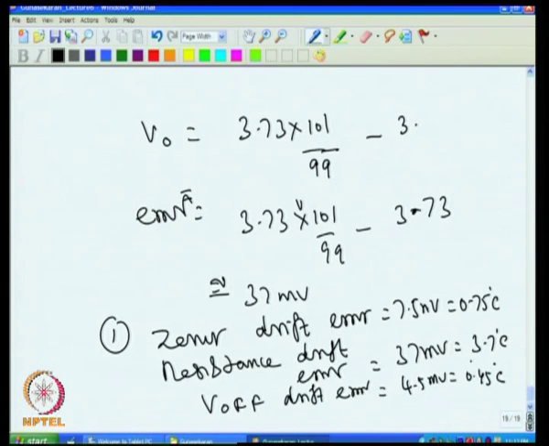If I want to reduce it, then I should go for a Zener which has low drift, and that costs extra money. For example, we have a Zener up to 1 ppm. This is 30 ppm, which gave me this. I can go to 1 ppm, then that error automatically comes down. Or resistance drift, this is for a 100 ppm resistor, this is 37 millivolt. If I go for 10 ppm, then the error will come down, but of course it costs more money. Then I can go for a much better op amp. So instead of getting 4.5 millivolt error, I will get much lower error. Then this also comes down. Of course, again you have to pay higher cost for that.